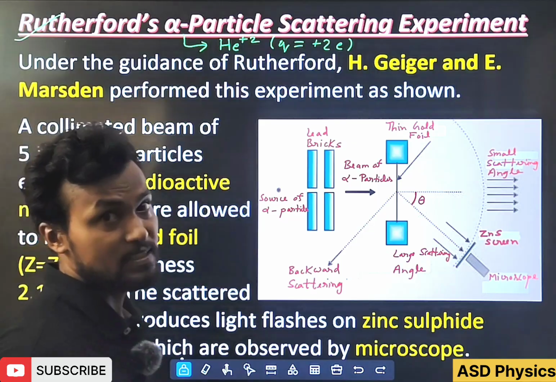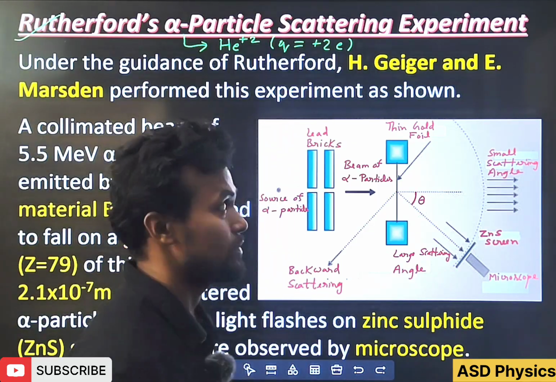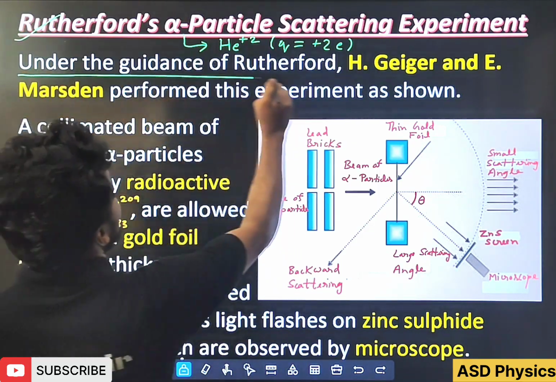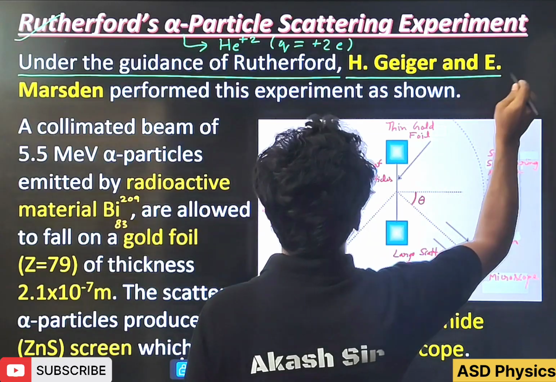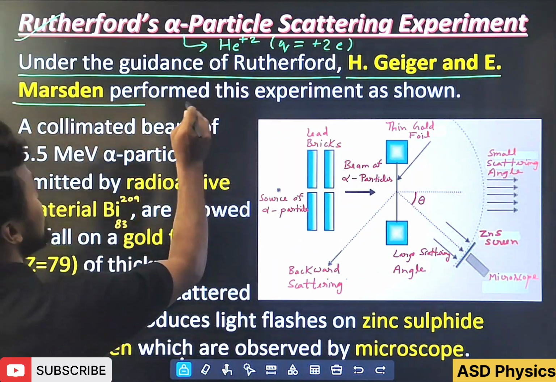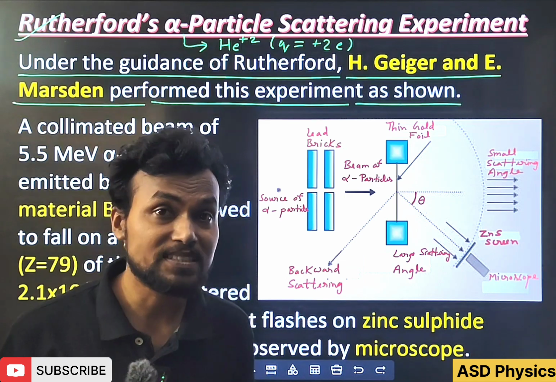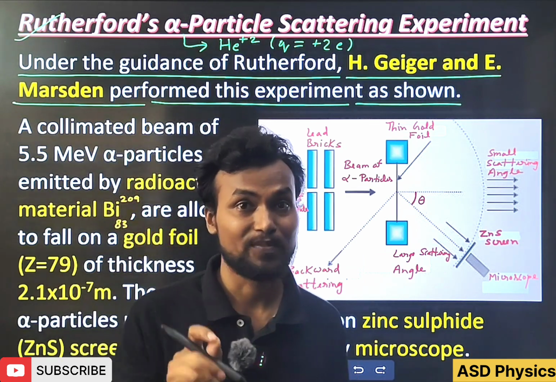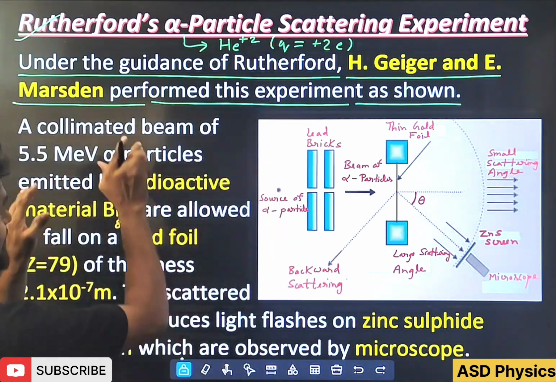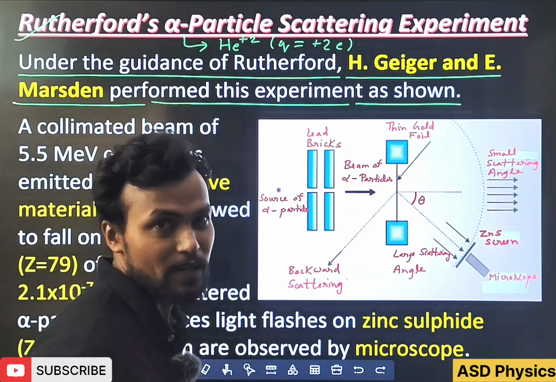Now after that we will see who has performed this experiment. So see, under the guidance of Rutherford, H. Geiger and E. Marsden performed this experiment as shown. Okay, remember the names of the scientists, they directly ask in a question. After that, let's see the introduction of this experimental setup.